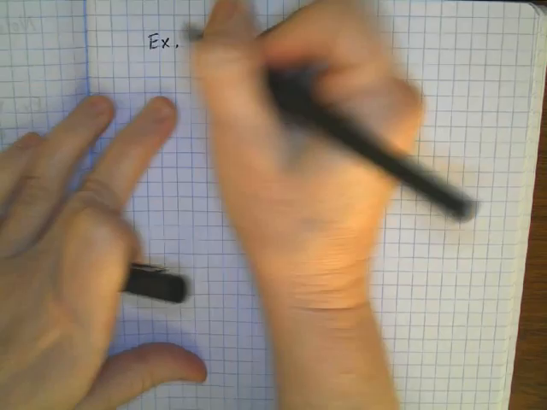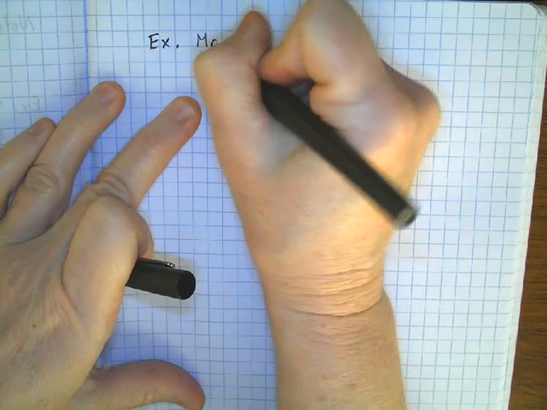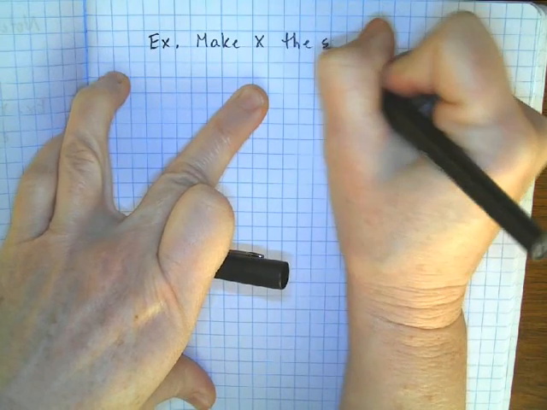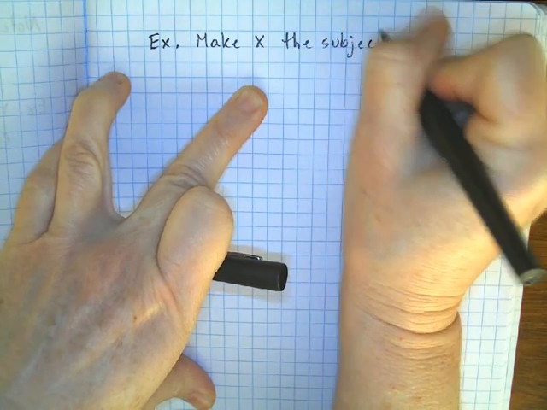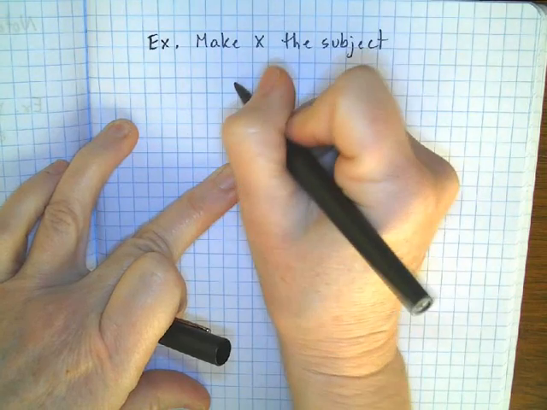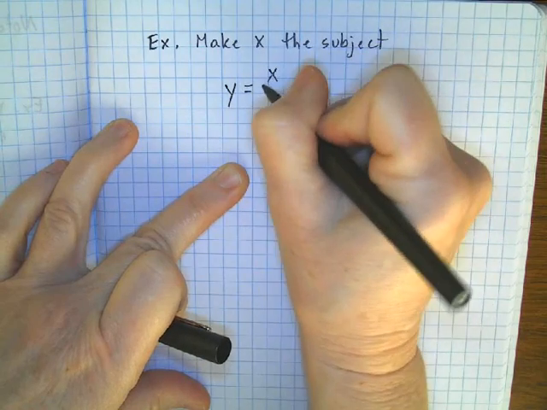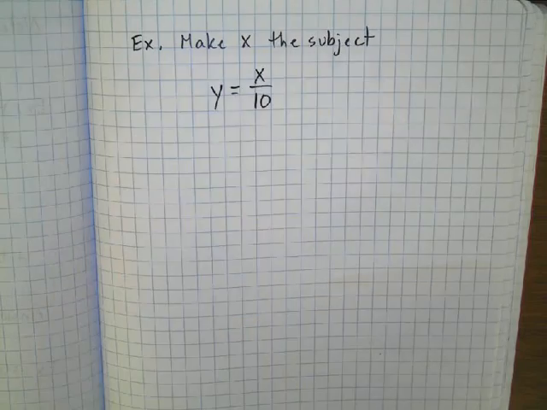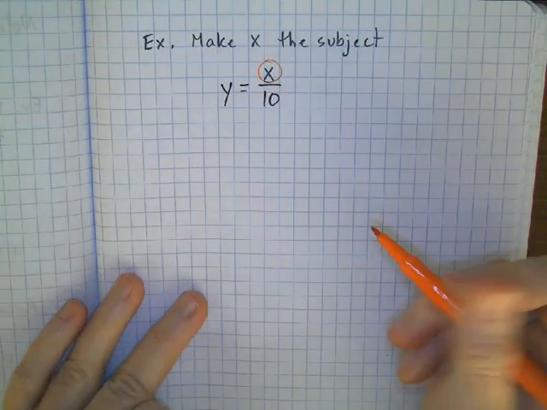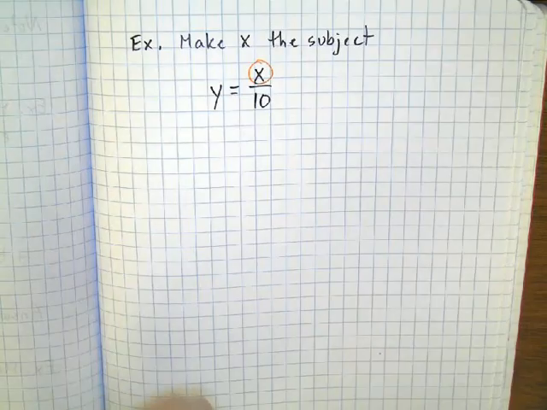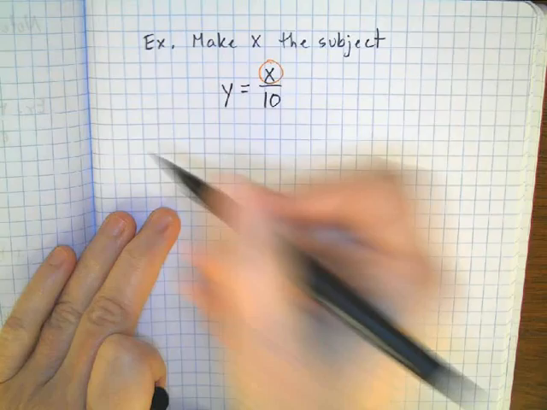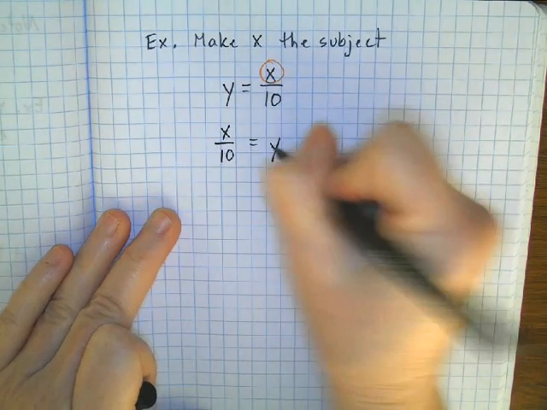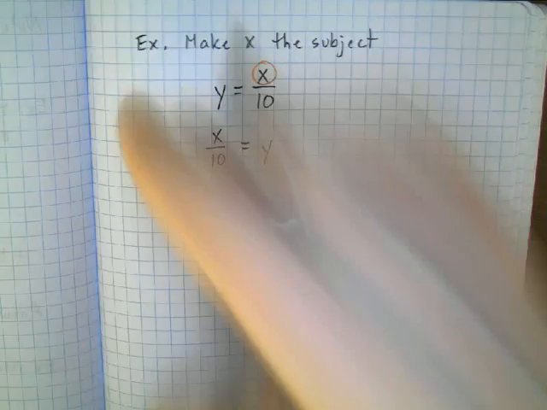So now we're going to make x be the subject again. So we're still going to solve for x on this one. And I have y equals x divided by 10. All right, so I'm trying to solve for x. Here's the x. So again, I'm going to rewrite it. I like to have the letter I'm solving for on the left side. So x over 10 equals y. I'm just changing the sides to make it easier for me.